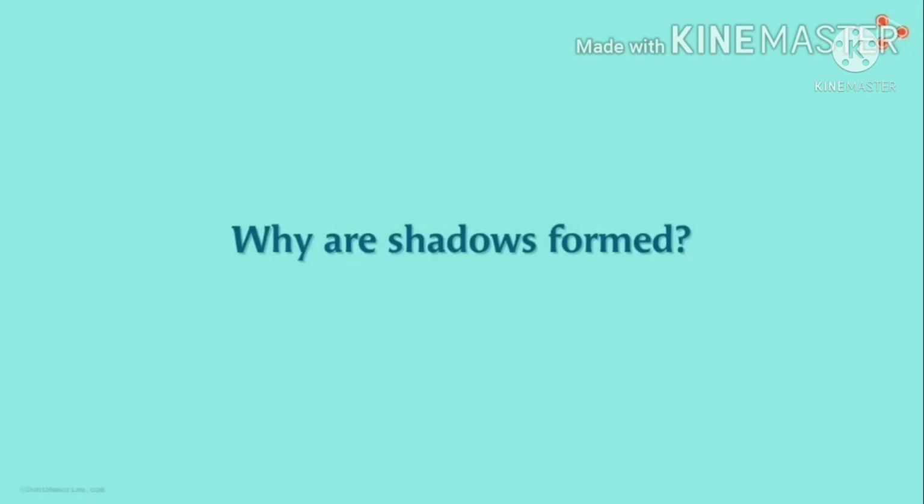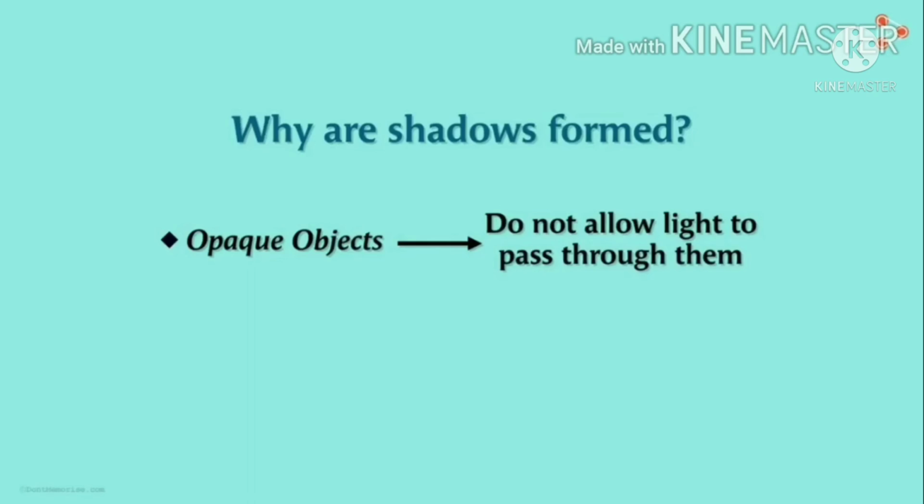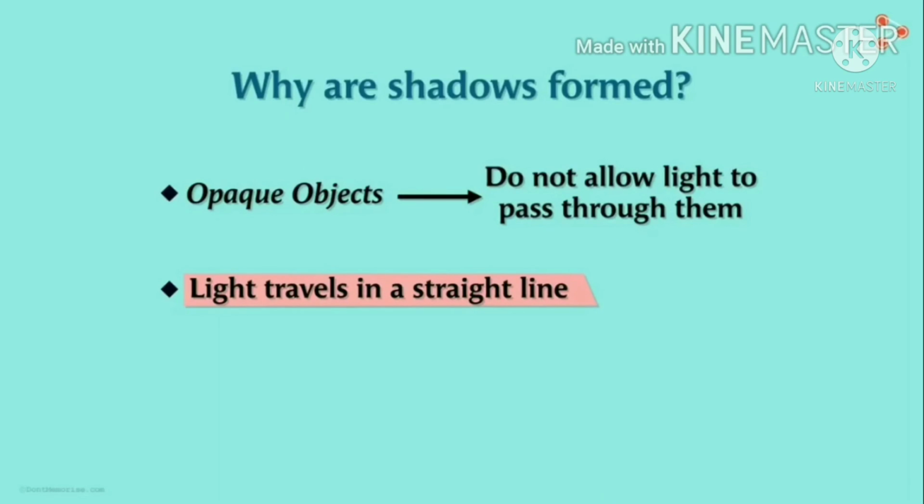Has it ever occurred to you why shadows are formed? We know one of the reasons. Opaque bodies do not allow light to pass through them. Yes, that's one of the main reasons why shadows are formed. Another important reason is that light travels in a straight line. We will see its use in our next lesson.